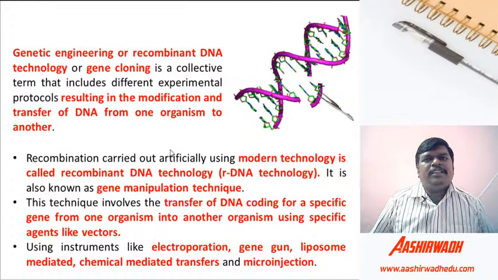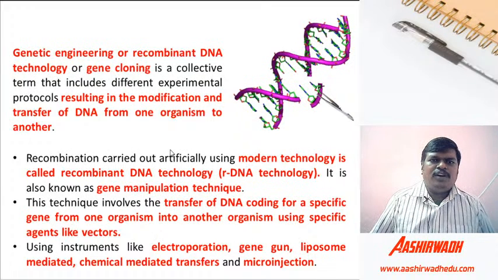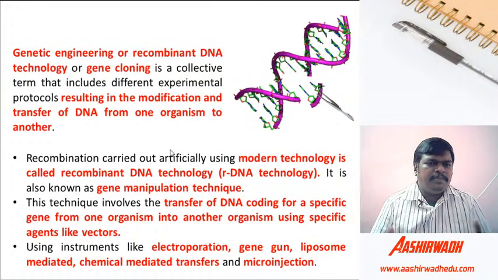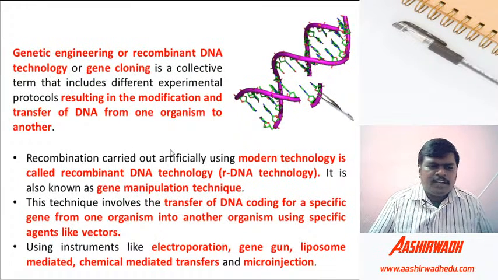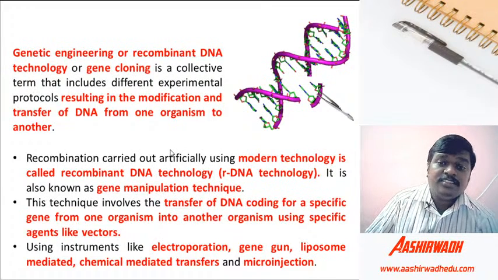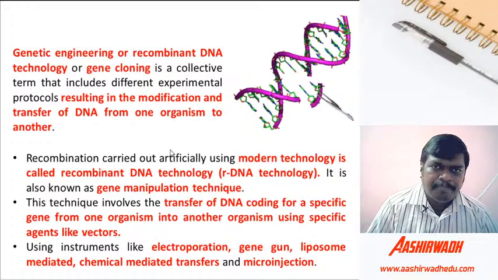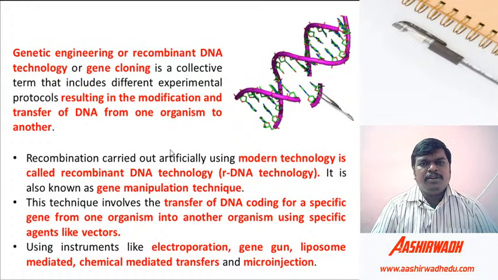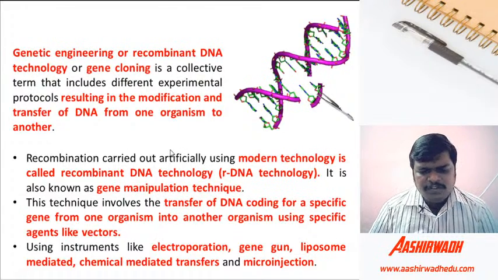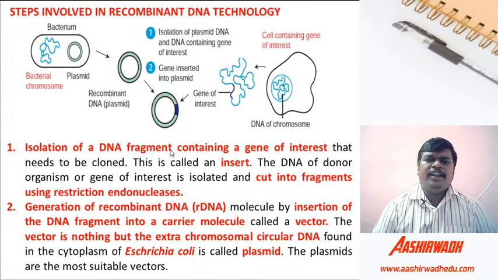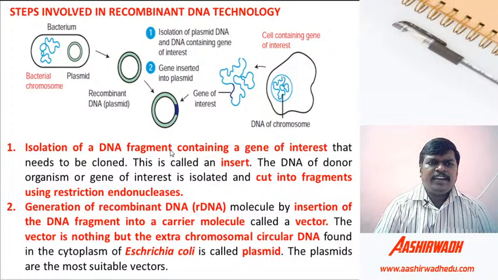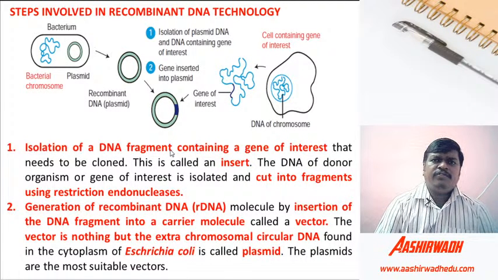And there are various methods involved in transfer of the genes. Some of the methods are direct methods, some of them are indirect methods. The indirect methods like electroporation method, gene gun method, liposome mediated method, chemical mediated method, and micro injections. Whereas the direct method, it includes the Ti plasmid, tumor inducing plasmids from Agrobacterium tumefaciens. Next we are going to talk about what are the steps involved in recombinant DNA technology. The first step that is involved in recombinant DNA technology, it is isolation of the DNA fragment.